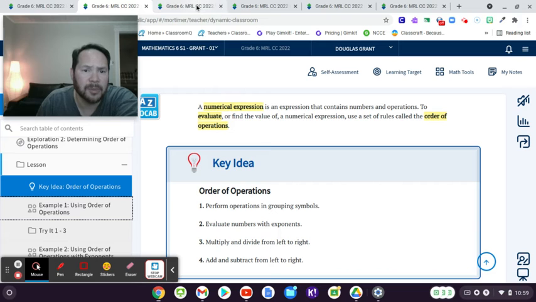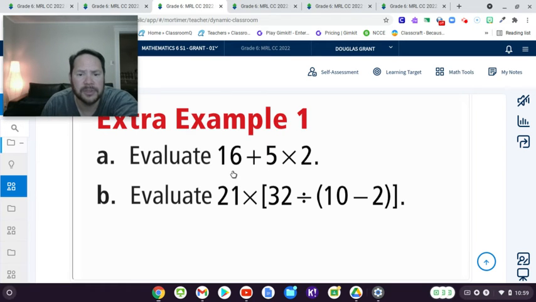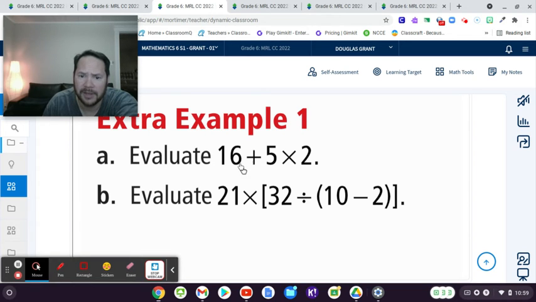Now let's practice some problems. Okay, hopefully you have notes on those. So our first example is to evaluate 16 plus 5 times 2. What do we have to do first when we're evaluating 16 plus 5 times 2? Okay, if you said to multiply, you are correct.